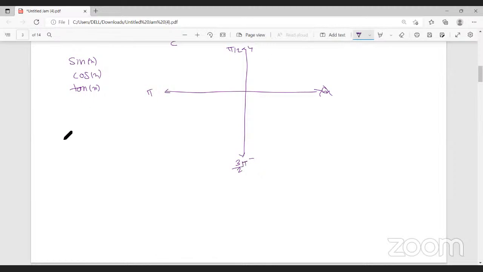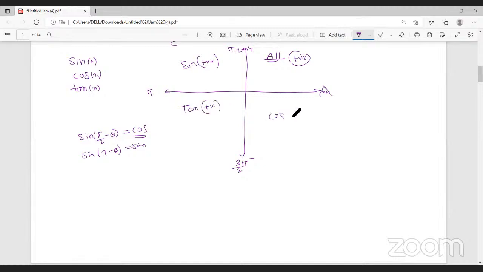Always remember one thing: when we are adding or subtracting from pi by 2, it changes the function from sine to cos and cos to sine. If you are adding or subtracting from pi, the function remains the same. Now, whether it is positive or negative: in the first quadrant all the trigonometric functions are positive. In the second only sine is positive, in the third only tan is positive, and in the fourth only cos is positive.